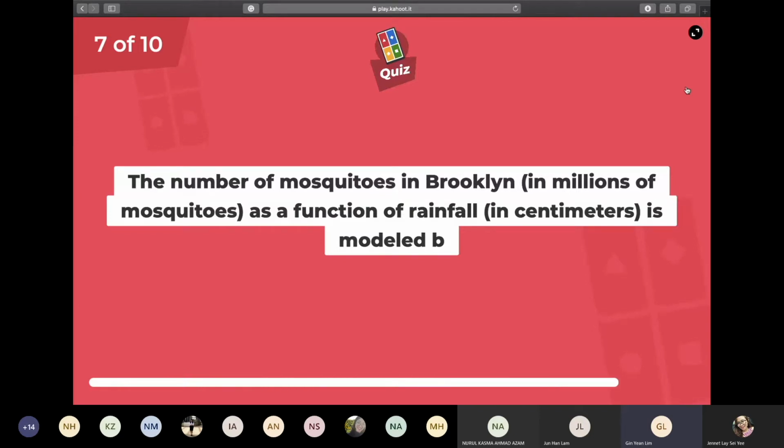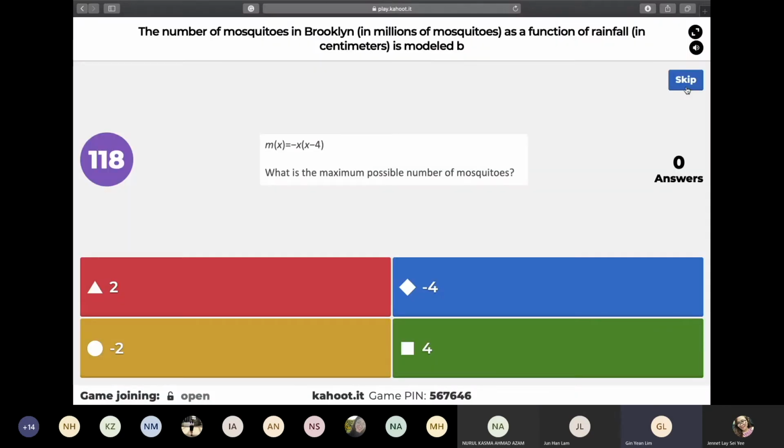Now question 7. The number of mosquitoes in Brooklyn, in millions of mosquitoes, as a function of rainfall in centimeters is modeled by the function M(x) equals negative x times (x minus 4). So what is the maximum possible number of mosquitoes? You are given longer time for this, you need to calculate it. So get your pen and your paper and your calculator. Yeah, do slowly as long as it is correct. We have 1 more minute, do slowly.